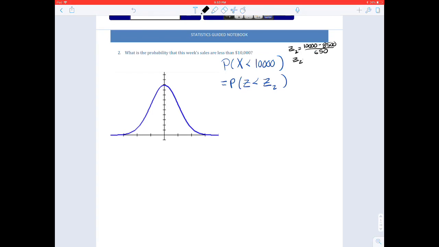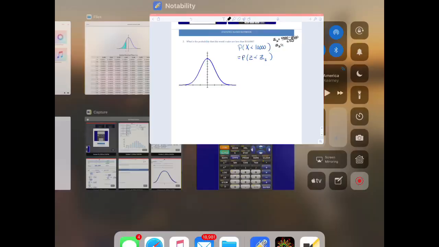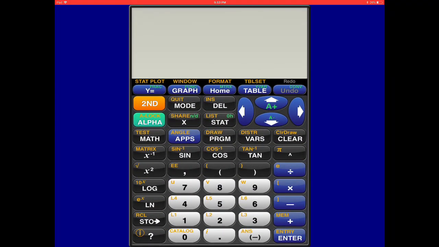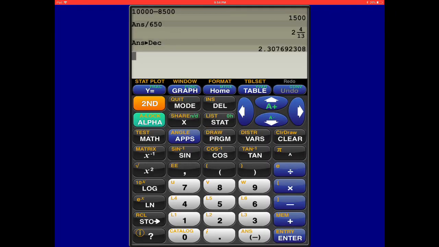So our z2 is going to be approximately... You can also do this and just hit enter, because I forgot the parentheses, and then divide it by 650. And then we want to get to the decimal. And we have approximately 2.31. Okay?